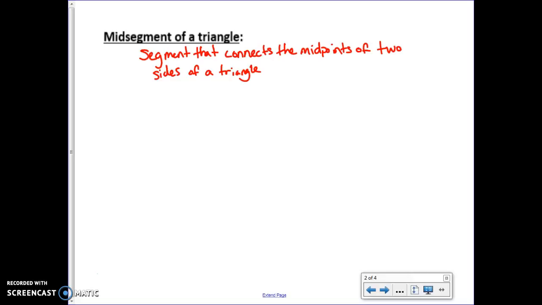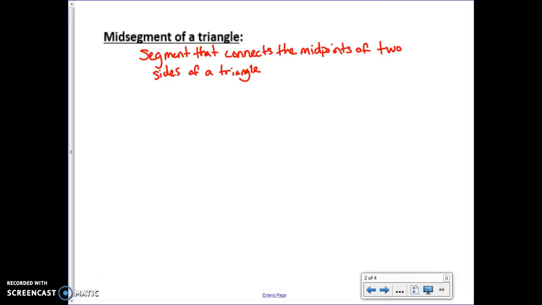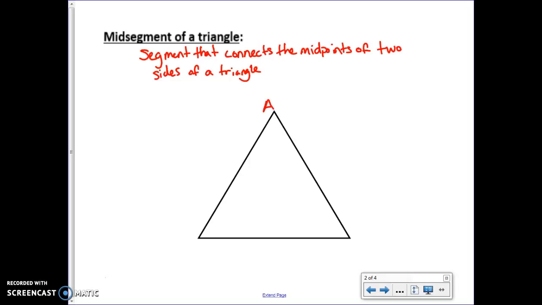So get out your straight edge if you don't already have it out, and go ahead and draw a triangle. It can look however you would like it to. There's my triangle that I'm putting up on the board. I'm going to label my triangle ABC. So here's A, here's B, and here's C.